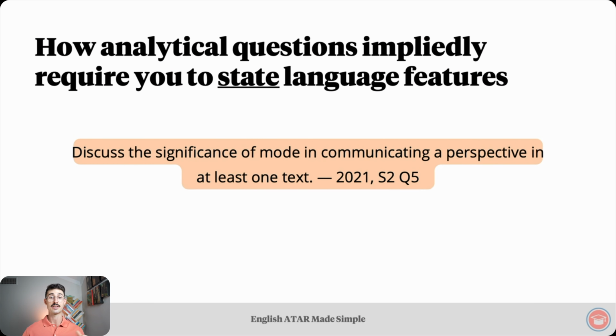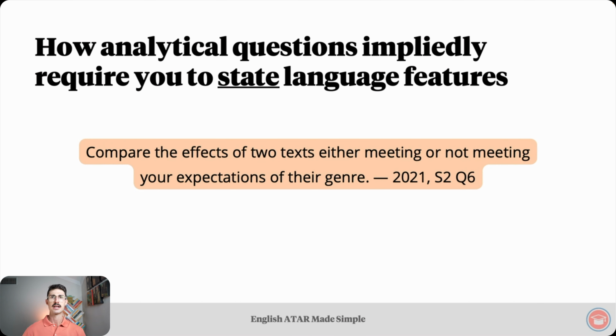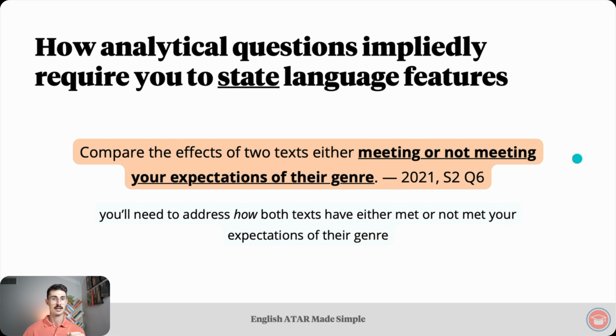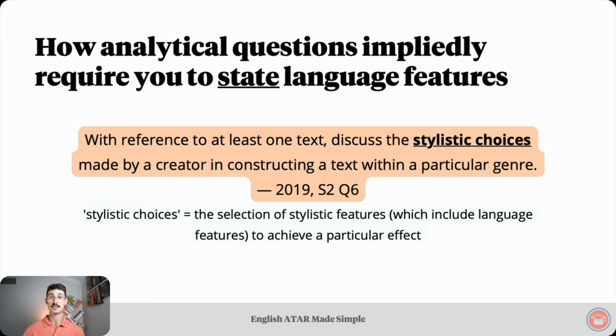Discuss the significance of mode in communicating perspective in at least one text. Communicating a perspective, that term of the question, requires discussion of how a perspective has been communicated. How means language features. Compare the effects of 2 texts either meeting or not meeting your expectations of their genre. You'll need to address how both texts have either met or not met your expectations of their genre. With reference to at least one text, discuss the stylistic choices made by a creator in constructing a text within a particular genre. Stylistic choices refers to the selection of stylistic features, which include language features, to achieve a particular effect.